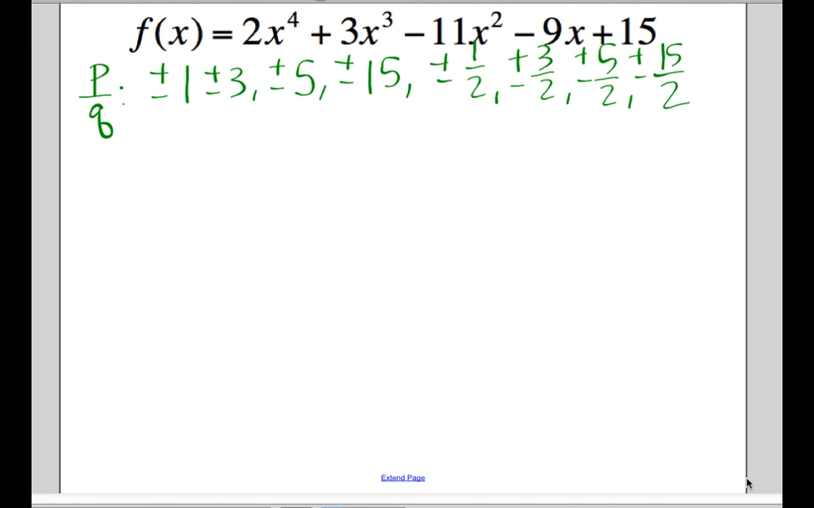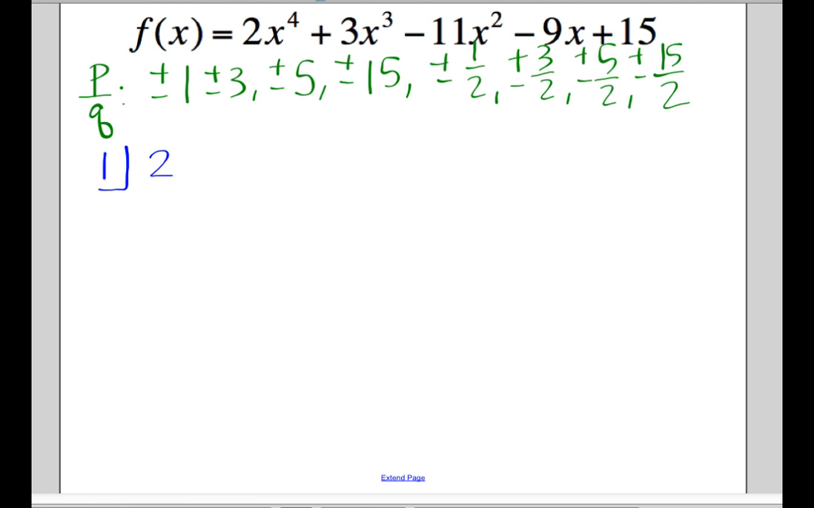We're going to go ahead and start testing some of these zeros with synthetic division. Remember, the goal is to try to get a remainder of 0. If my remainder is 0, then I know that that number would be a 0. I'm going to just go ahead and start. I'm going to choose x equals 1. Let's try that one first.